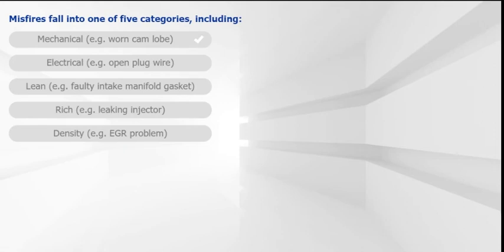Mechanical misfire. Efficient combustion requires cylinders to be properly filled, sealed, and scavenged. Any breakdown in this series of events will cause the affected cylinder to misfire. For example, if the intake valve fails to open due to a worn cam lobe, the cylinder will not receive the volume of mixture required for proper combustion.